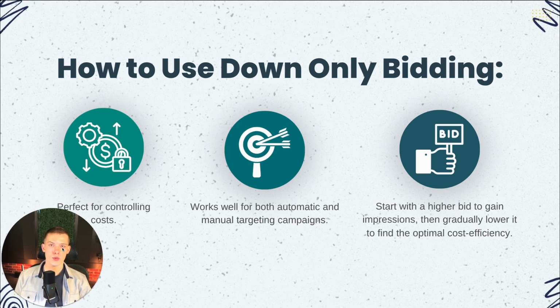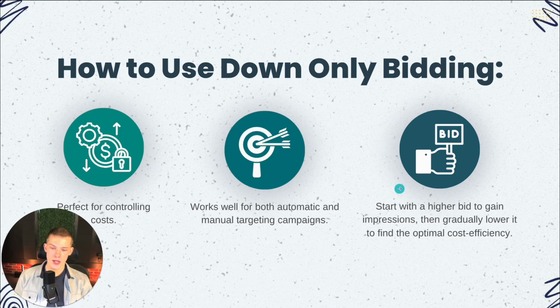We always use it with our manual targeting campaigns because those are our scaling campaigns. They are generating most of our sales. We want to have good ACOS on them. We don't want massive spikes in cost per clicks, or in ACOS as well, especially during holiday periods. That's why down-only bidding works so well for that constant and efficient PPC spend and sales.